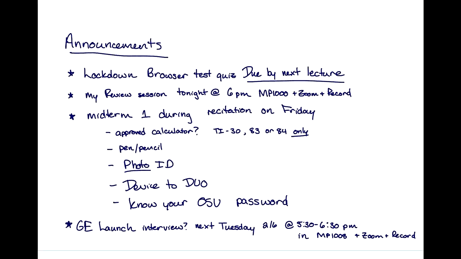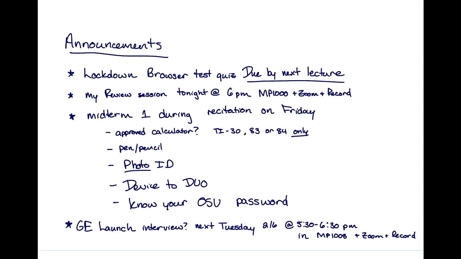Okay, so I placed the Lockdown Browser test quiz in one of your assignments to ensure that you do it. It's not for a grade, it's in a category that's weighted 0. It's the only way I can get it to show up on your assignments list and on your calendar. So I have that due date for you all by next lecture.